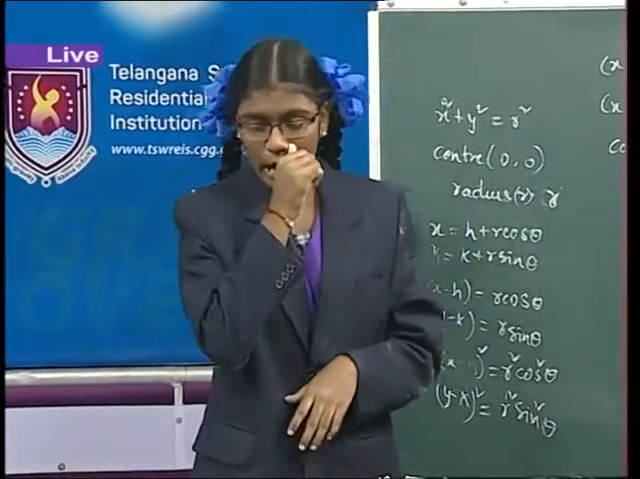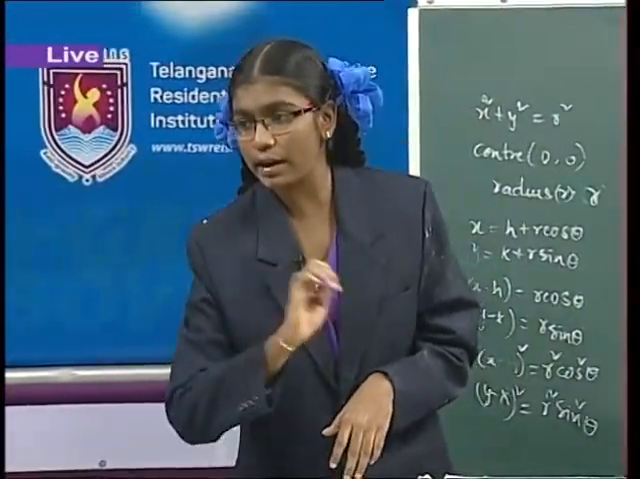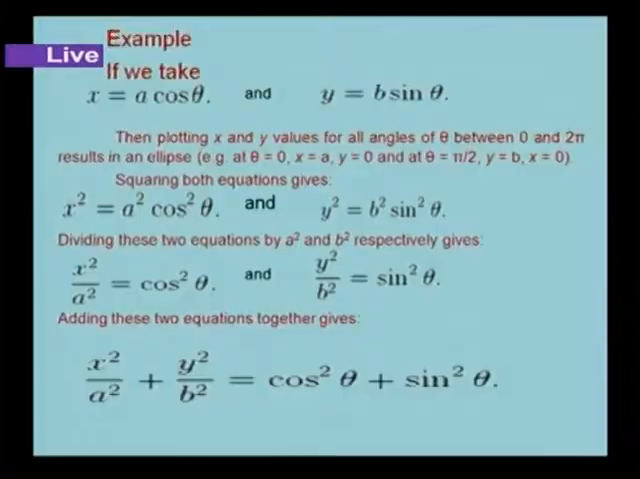Now we have to find a standard form for the ellipse. Ellipse means a conic section with eccentricity less than unity.